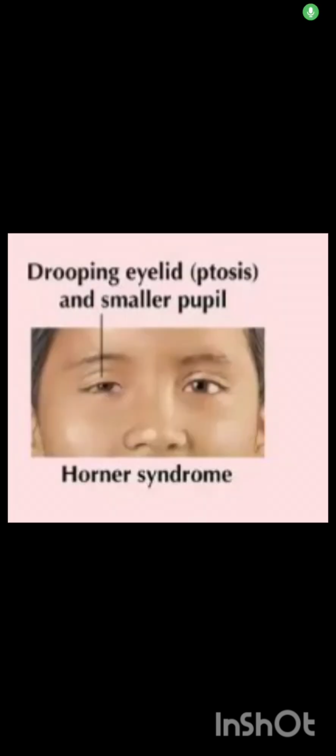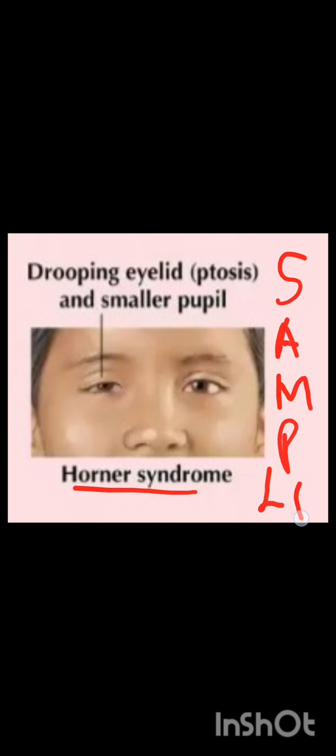Erb's palsy can also lead to Horner syndrome. In this syndrome, T1 is mainly affected, which gives the symptoms of SAMPLE. It is a mnemonic: SAMPLE. S stands for sympathetic chain, which will be affected. A is for anhidrosis: the sweating will not be normal, it will be reduced.